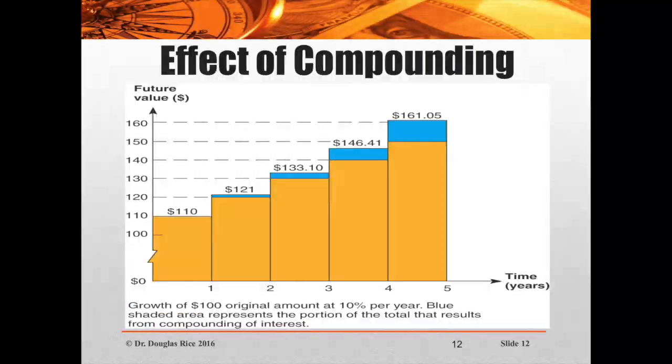Let's look at the next chart, which is the effect of compounding. This is annual compounding. $100 goes to $110 the first year, $121 the second year, $133.10 the third year, $146.41 the fourth year, and $161.05 the fifth year. So the $100 gives you $10 interest the first year, $11 interest the second year, and then even more interest, $12.10, on the third year, and so on. So you can see that compounding is something we like to do.